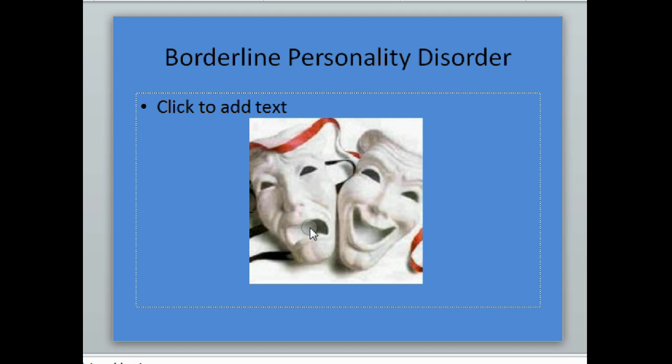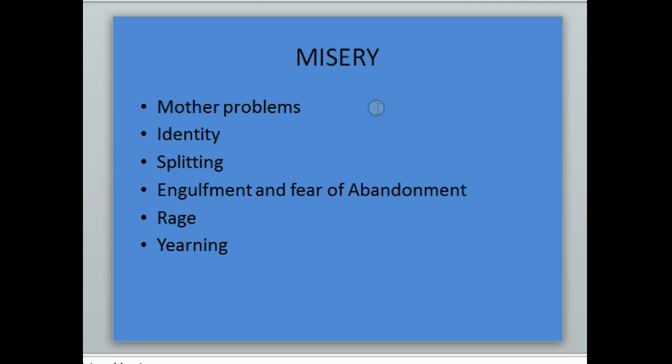Okay, so let's move on to a mnemonic, a profile which Elena Greenberg put together, who's a Gestalt therapist from the New York Psychotherapy Institute. And she puts together this whole profile position, starting with mother problems, identity, splitting, engulfment, fear of abandonment, rage, and yearning, which she called misery. And this is her profile position, really, of how the borderline comes to be.